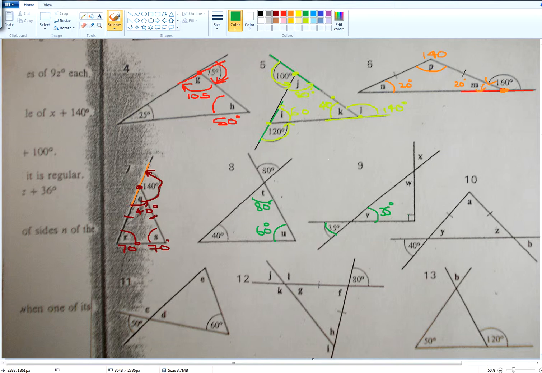That's 90. So these two must add up to 90 now. So that will be equal to 55, and these two are vertically opposite, so X will also be 55, because they're vertically opposite. Okay, next question.